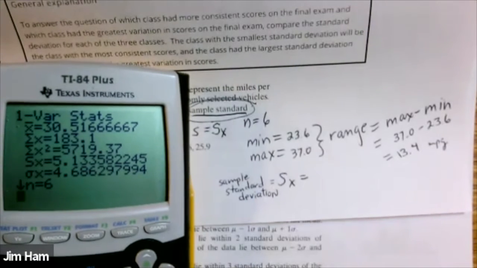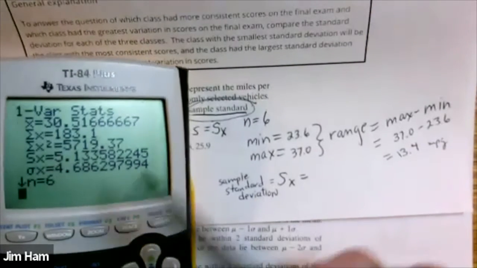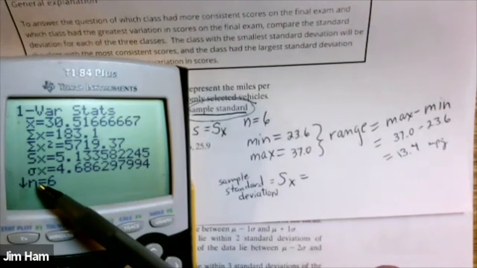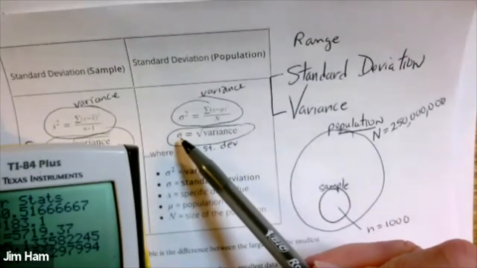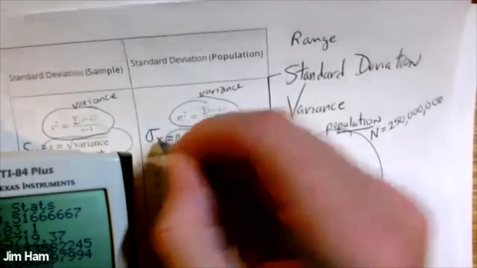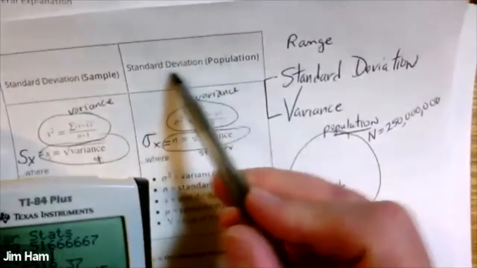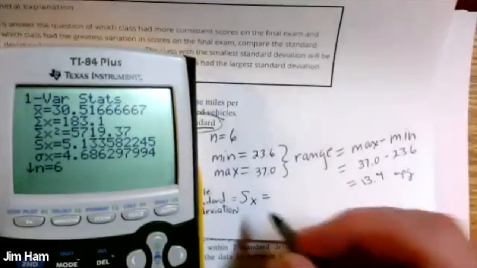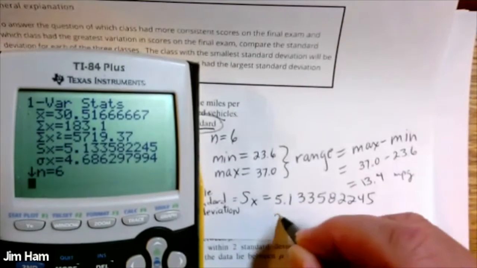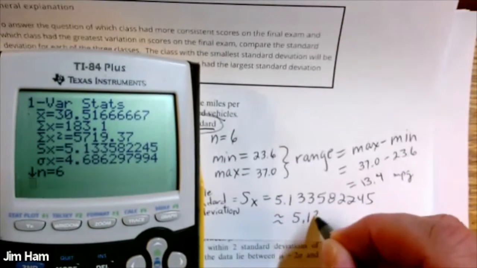The other one would be the population standard deviation. And if you're looking for the population standard deviation, it's the sigma x, this one here. Okay, you see that? Sigma there, sigma x. So population standard deviation, sample standard deviation, Sx. We're interested in the Sx. All right, so approximately 5.134.